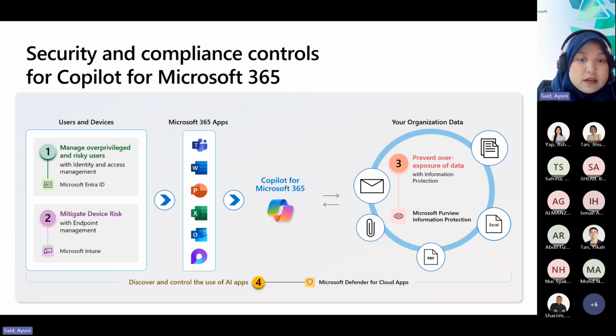Then for your organization data, we prevent overexposure of the data with information protection in Purview, for example the files, the attachments and the email. All the policies have been configured here to make sure that whatever users ask from Microsoft 365 applications using Copilot is correlated to here and here, which is from the organization data as well as from the users and devices. Overall, Defender for Cloud Apps has control of all the applications that have been used by users themselves. So this is in short the security and compliance control for Copilot for M365.